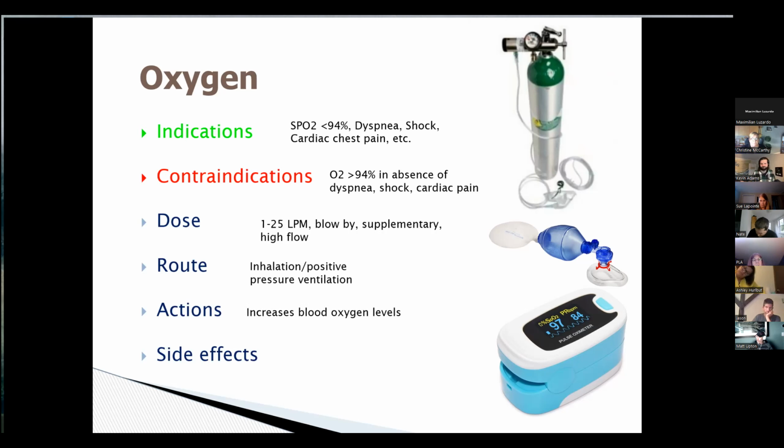Actions of this one, not very complex. It increases blood oxygen levels. It reduces strain on the respiratory and circulatory system. Essentially, giving the body what it needs will just reduce the strain of it. And that's what the side effect is. It's kind of what we're looking for.